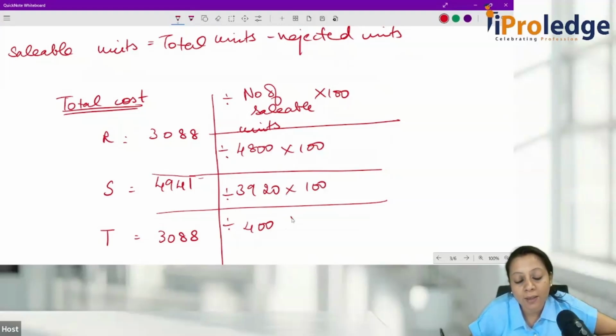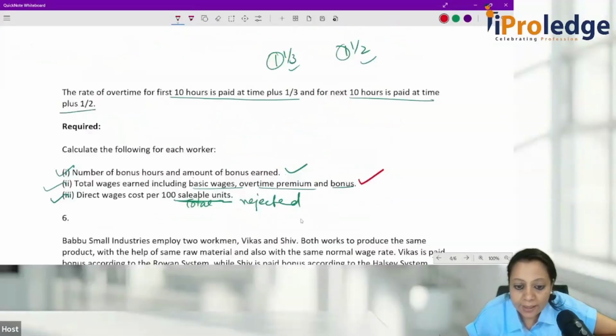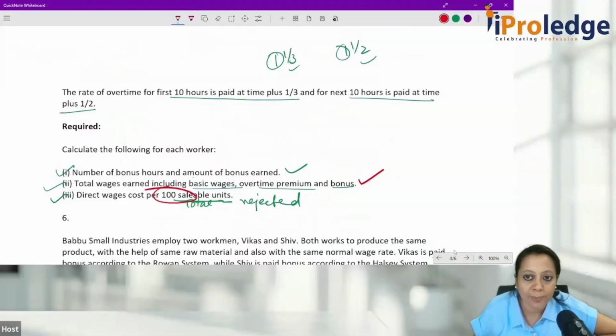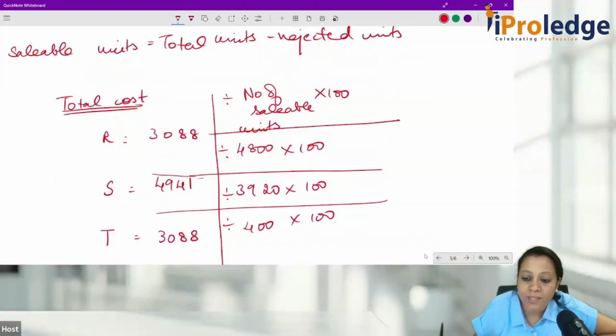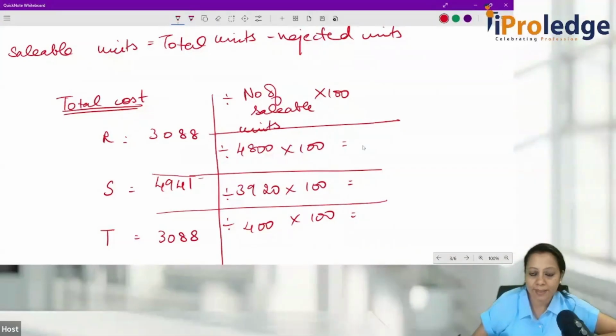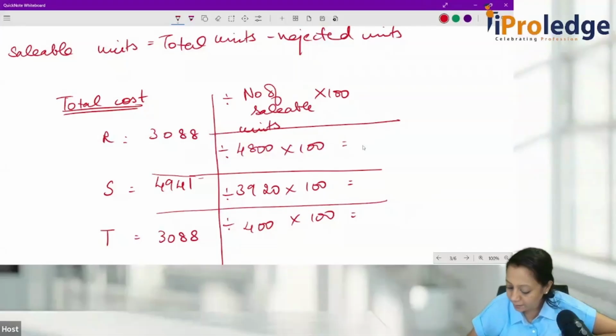Why? Because they have asked the question. I will show it to you again here. They have asked for 100 saleable units. So multiply by 100. If you do only a division, you will get cost per unit. Yes, everyone? We have done a similar question in the class. It's there in the textbook only.